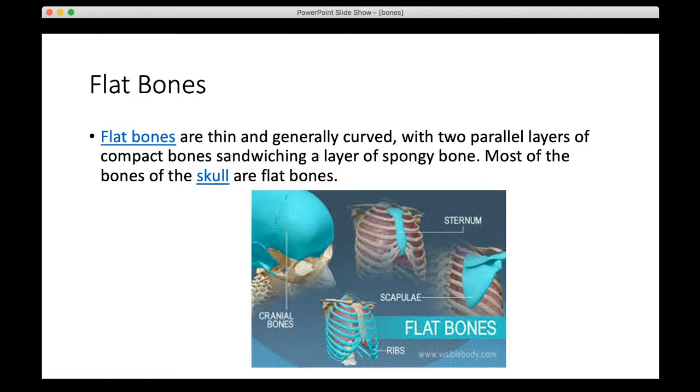The main characteristic is that they are very thin and usually have some curvature, generally curved, with two parallel layers of compact bone sandwiching a layer of spongy bone. On both sides, like a sandwich, they have the hard bone part, and in between they have spongy bone. Mostly they represent the skull, sternum, and ribs. These are all examples of flat bones. Okay.